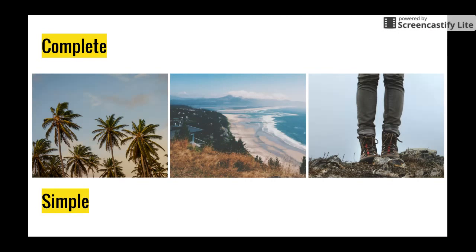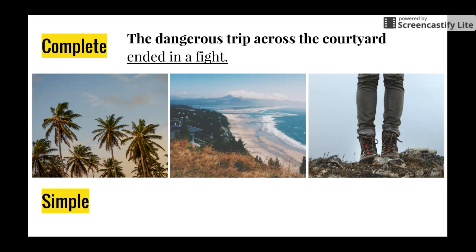We're going to use the exact same sentences we used before, and I'm going to keep the subjects in bold. But this time I'm going to underline the complete predicate on top, and I'm going to underline the simple predicate on bottom. The dangerous trip across the courtyard ended in a fight.